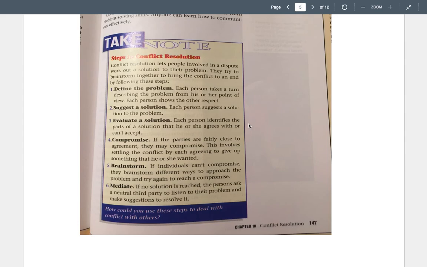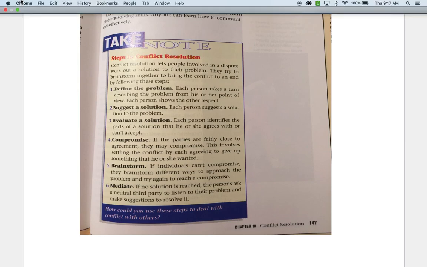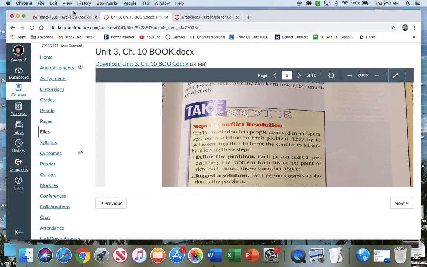So how could you use these steps to deal with conflict with others is my question for the day. Okay, that's going to be the end of this lesson for today on conflict resolution.